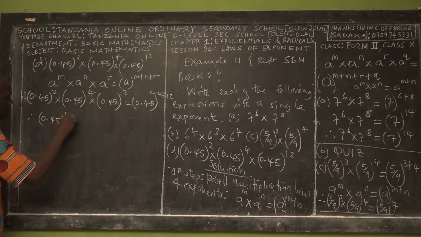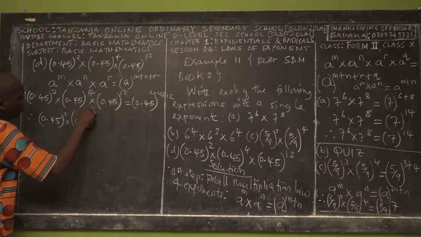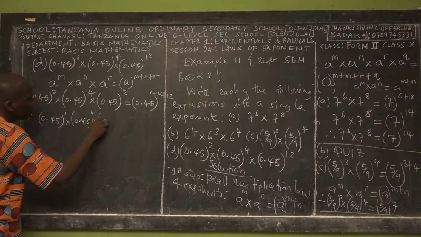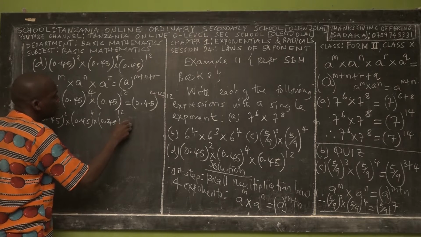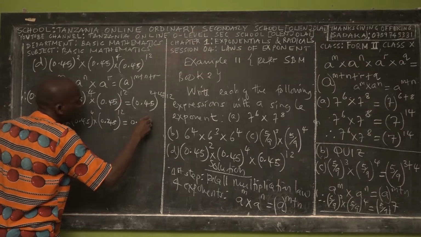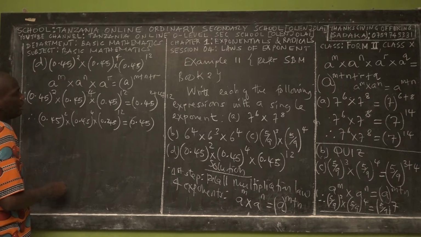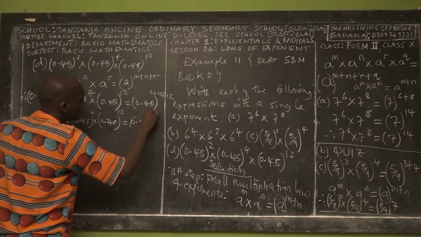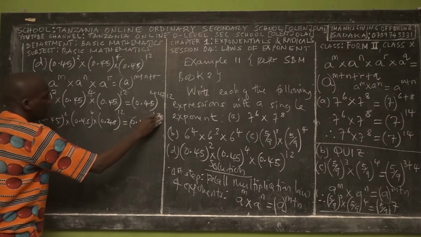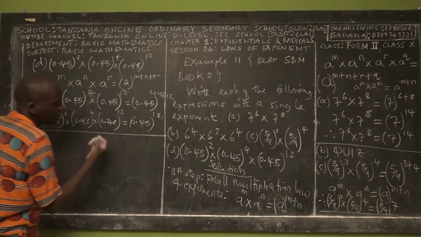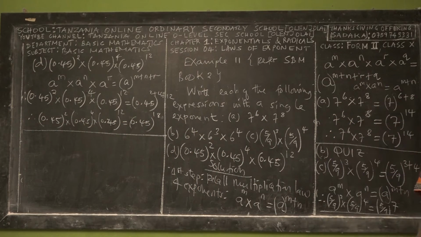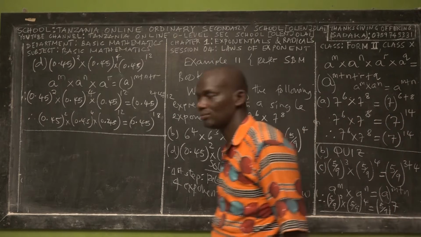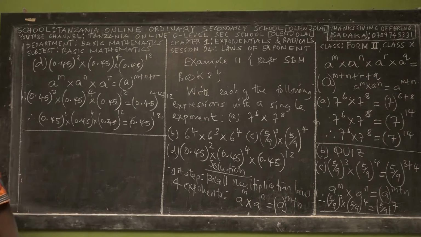So 0.45 power 2 times 0.45 power 4 times 0.45 power 12 is equal to 0.45 power 18. So the response is 0.45 power 18. Then you are done. Nothing is difficult in mathematics. It depends on the way that you translate it.